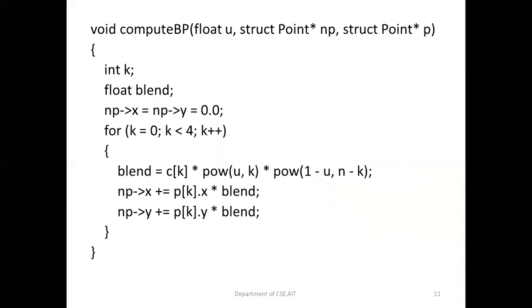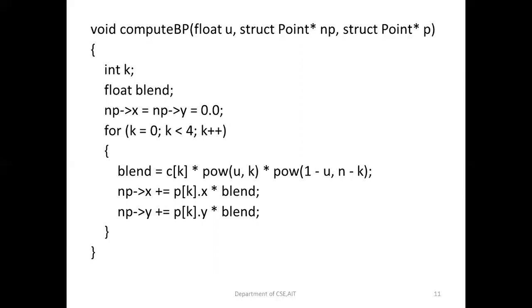This compute Bezier point is a function which is taking the float value u. That means u here is varying between 0 and 1. One value we are going to give to u here. And NP is a structure here. Initially the structure value is empty. That means we are going to fill up this NP value, the x and the y value. And the struct point P is the control points. All the 4 points will be present, that is P of 0, P of 1, P of 2 and P of 3. So we have the 4 control points. Those 4 control points values will be present in this array called P.